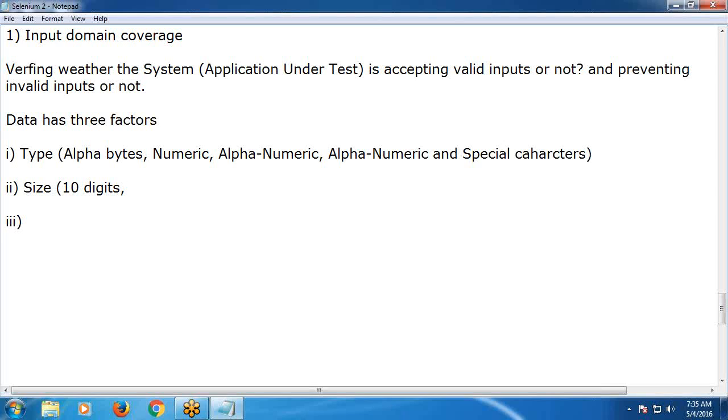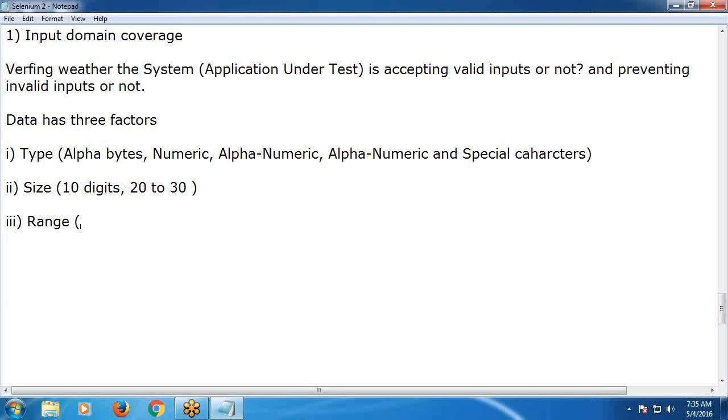Next, name, character, suppose 22, 30 digits, etc. This is the size of the data. Type of the data, size of the data. One more factor is also there. Can you tell me, Mrinal? Yes, it is the range. Range of the data. Like phone number should be between 1 to 9 or name should be. Say, best examples for range of the data.